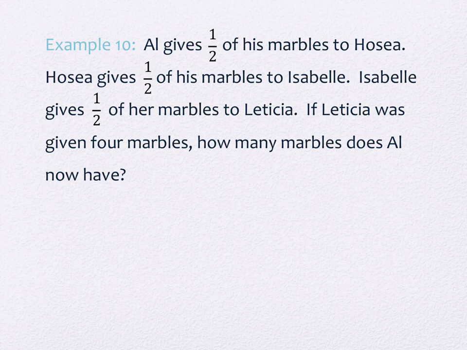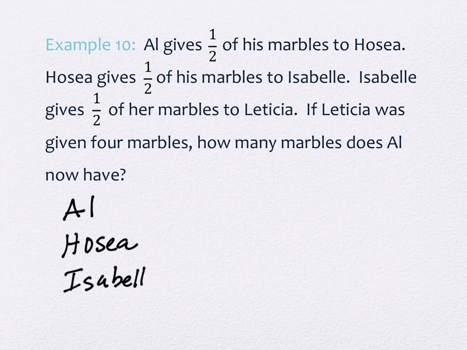Okay, this repetitive process of giving the marbles away is actually what puts it in this exponential category, by the way. So, what could I do? Working backwards is a good option. Let's actually write down all the people's names kind of in order so that we can get the working backwards to be useful to us. We have Al, and then we have Jose, and then we have Isabel, and then Letitia.